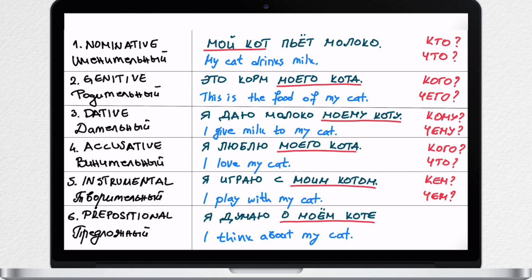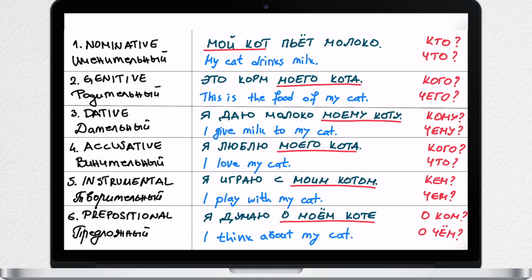And the prepositional case, the sixth case, or предложный падеж, answers the questions о ком, о чем. You can notice that in these questions we have a preposition о. That's because the prepositional case is always used together with a preposition. Prepositional, we always use it with a preposition. Предложный, we always use it with a предлог. Предлог in Russian is preposition.